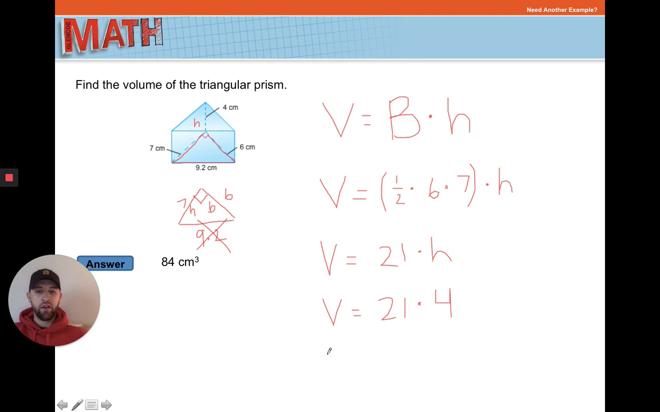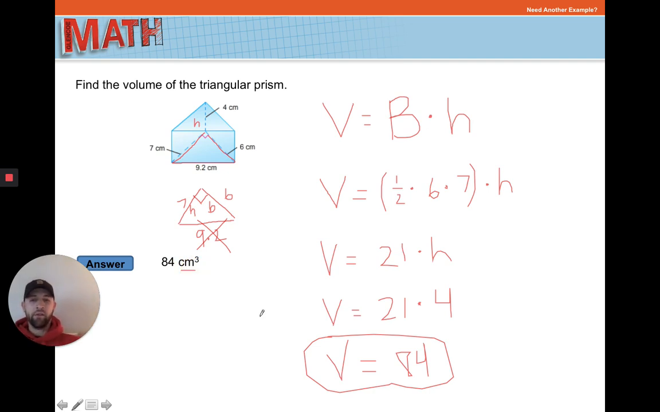And if I was to go ahead and multiply this, 21 times 4, I should get 84, which is actually what the answer states on this side. Notice they are using centimeters cubed because we are dealing with a 3D shape now. It has to be centimeters cubed.